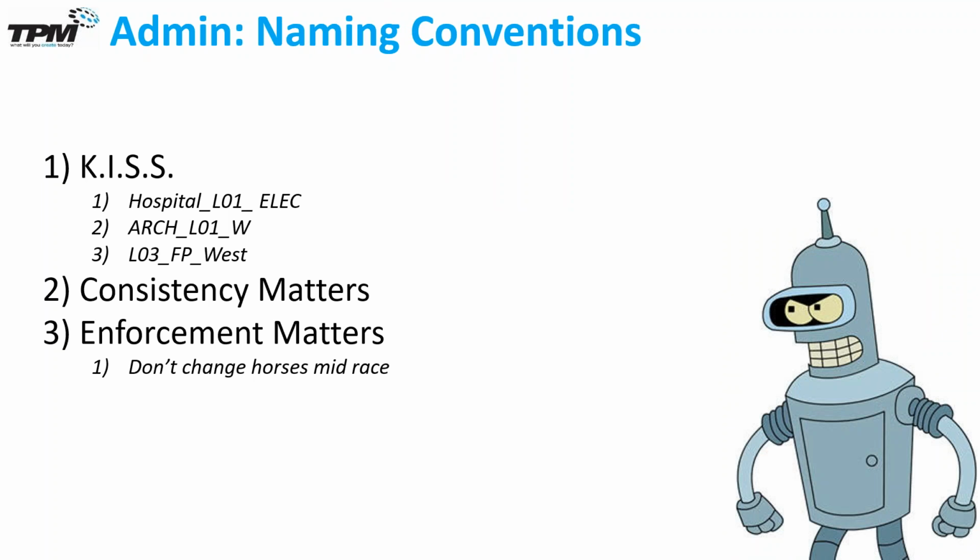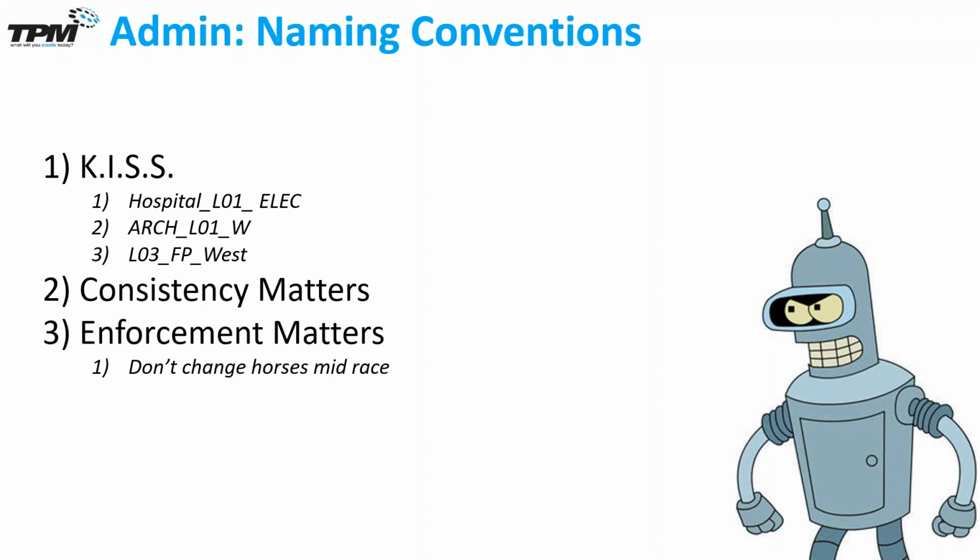So let's take a quick moment to talk about naming conventions. First rule of naming conventions is keep it super simple. That's very, very important, right? There's a couple examples right there. You can see we've got building, level, trade, or trade, level, area, or level, trade, area. It doesn't really matter how you do it. It just matters that it's consistent, and it matters that you enforce it as a team.